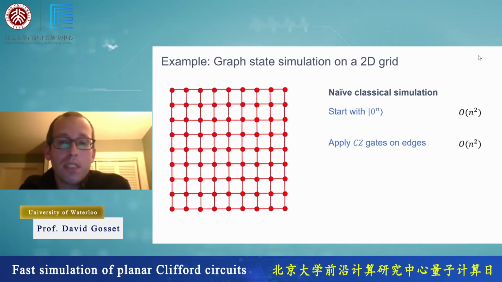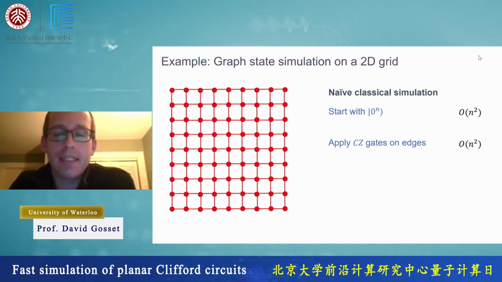Then we apply the controlled-Z gates on all of the edges. Let me explain that better. The number of CZ gates is n, and each gate takes order n time to apply. So the time required to apply n CZ gates is order n squared.